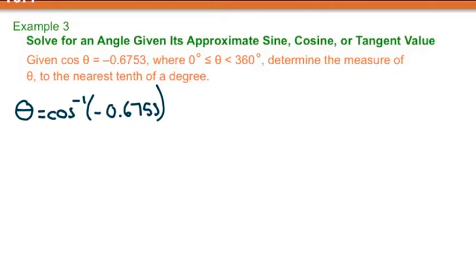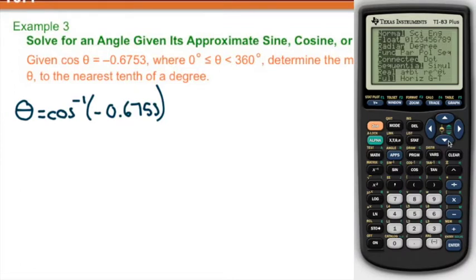Go ahead, put that in the calculator. We'll make sure we're in degree mode. We'll do second function cosine, negative 0.6753. And of course it does give us an angle to a decimal.